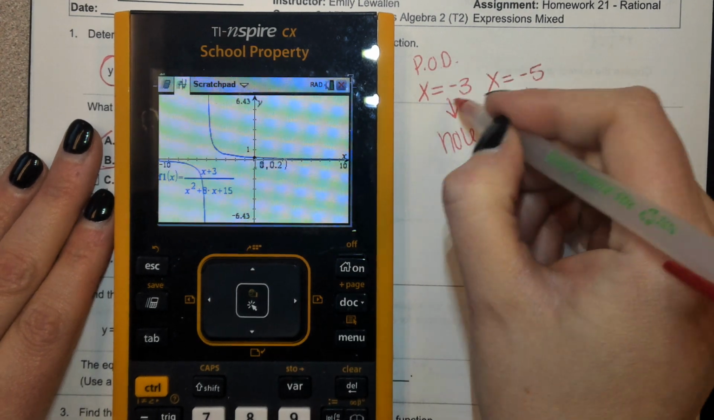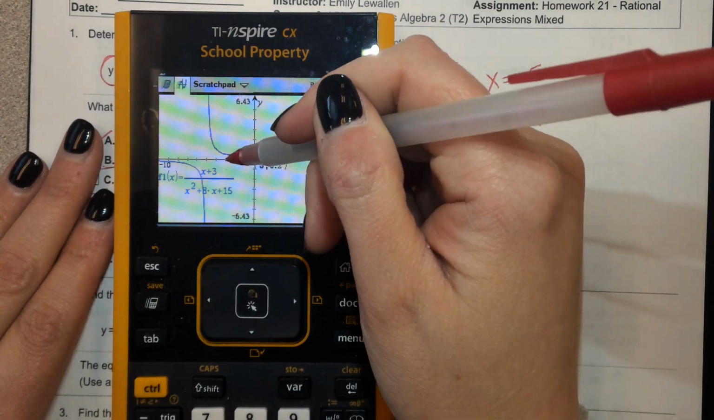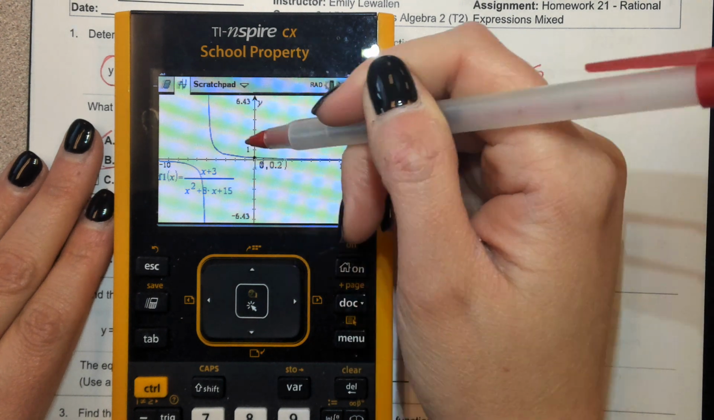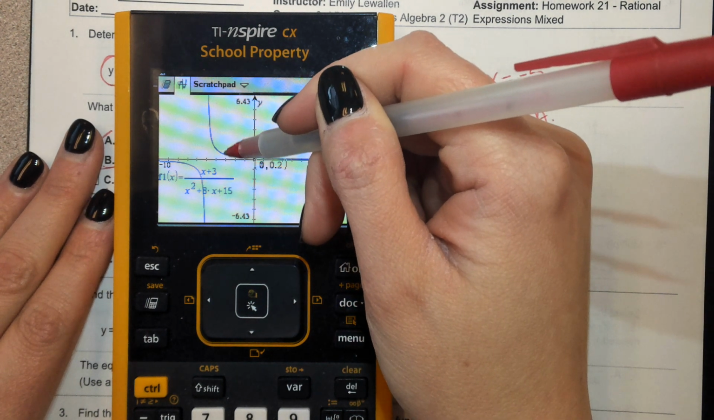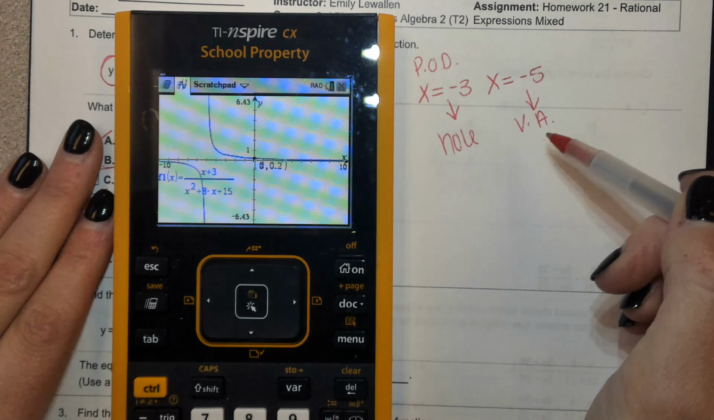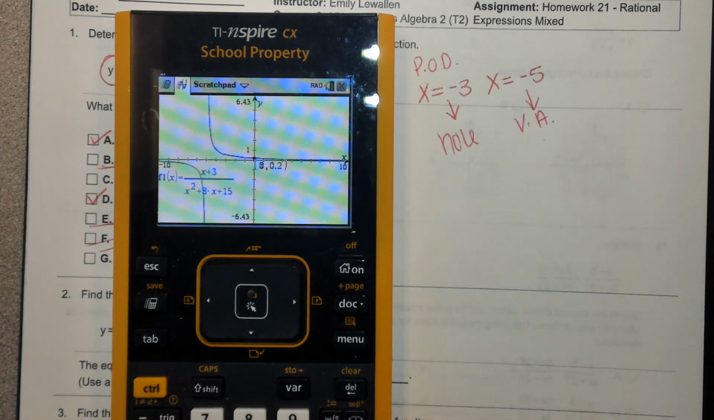Okay, now x equals -3. If you go to -3, it looks like the graph is there. You don't see anything awry. So that means that it's just a hole in the graph. And remember, like I said, it's so small, you can't see it with your naked eye. So to us, just looking, it looks like nothing's there, okay?